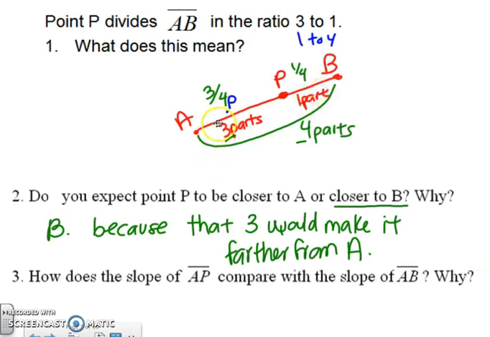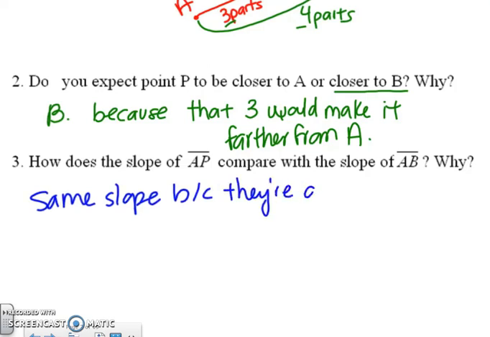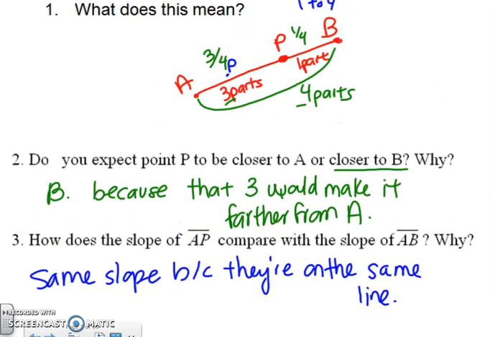Okay, well notice P is on the line, so the slope from A to P should be the exact same as the slope from P to B because they're on the same line. So they should have the same slope because they're on the same line. Okay, so I should only have to do the slope formula once, basically. Okay, all right, so let's look at how this is used in geometry.